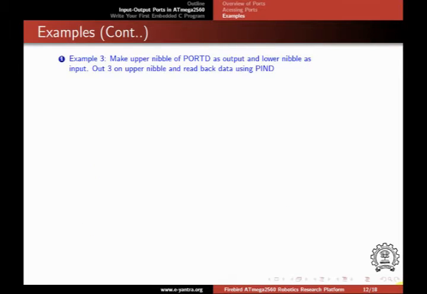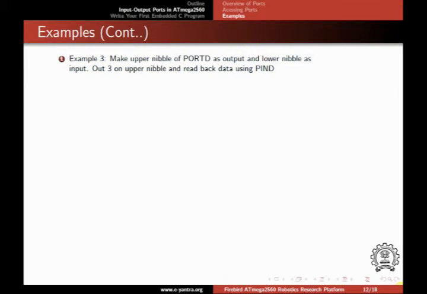Let us now consider the next example. In this, we have to make the upper nibble of port D output and the lower nibble input. Then we have to output the value 3 on the upper nibble and read back data using PIND. So the steps involved in the example will be as follows.